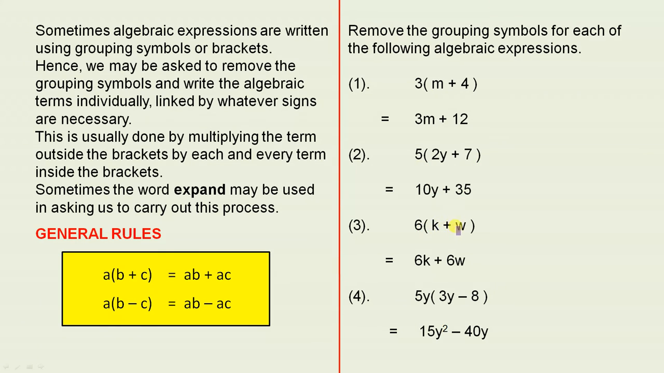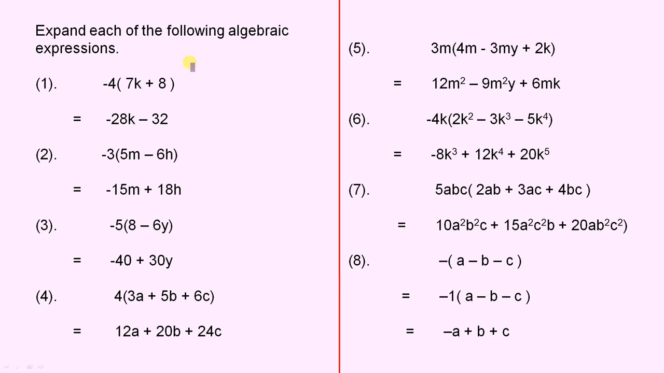Similarly, 6 outside of k plus w is 6k plus 6w. And for number 4, 5 3s are 15, that's y squared, and 5 8s are 40, 40y, and there's a minus sign. Now we can use the word expand, as I said earlier, so expand each of the following algebraic expressions. That just means to get rid of the grouping symbols.